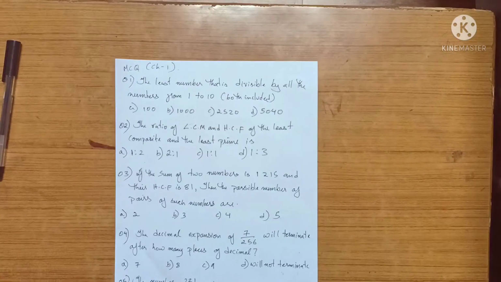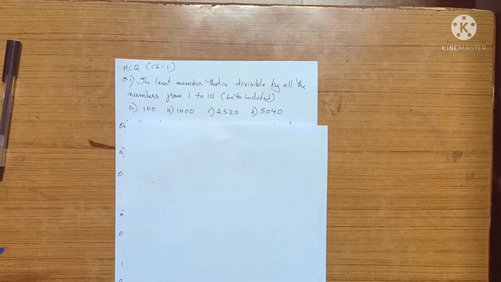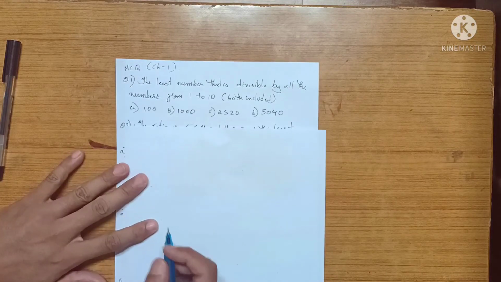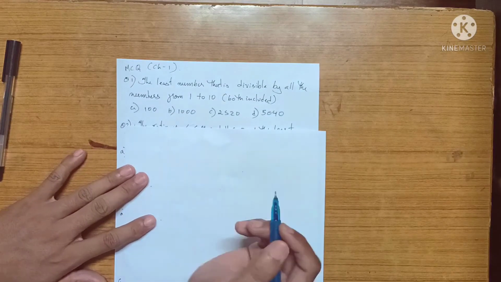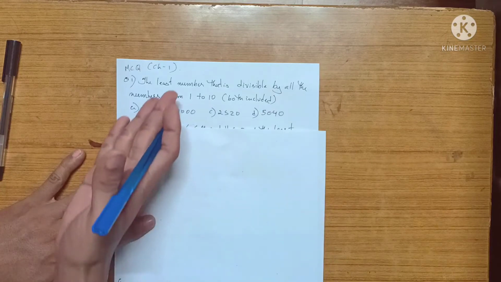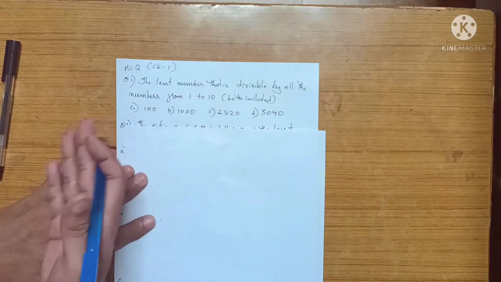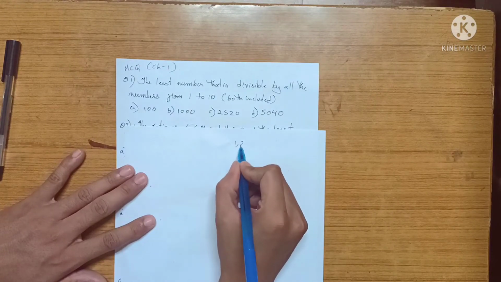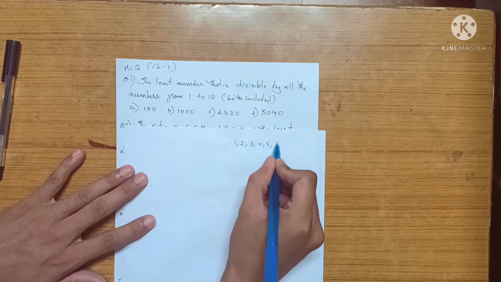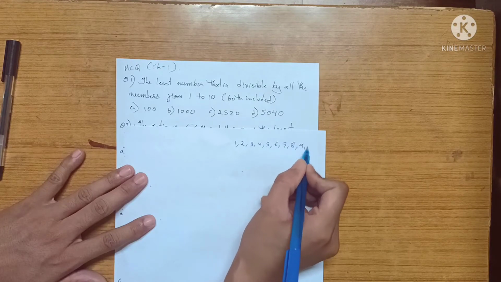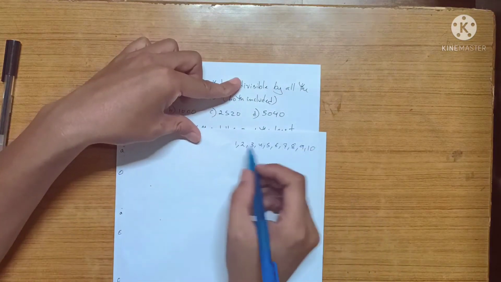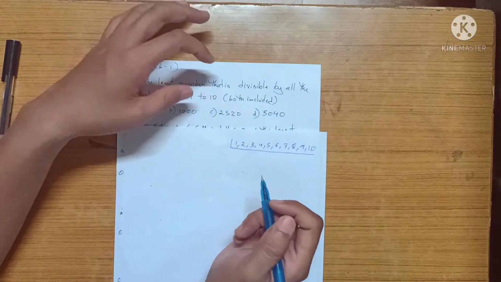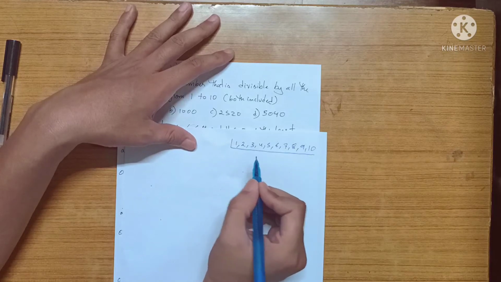Question number 1. The least number that is divisible by all the numbers from 1 to 10, both included. It's very simple. You want the least number, which means what? LCM. So just take the LCM of 1 to 10 completely. See, whenever you're taking LCM, you have to be able to divide at least two things, otherwise you stop. But until you can divide two things, you go on.